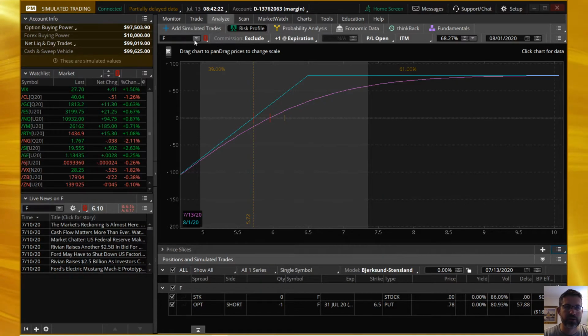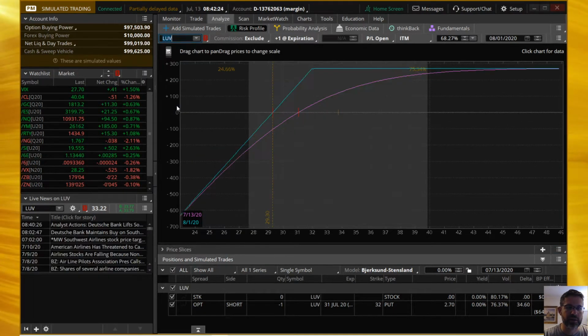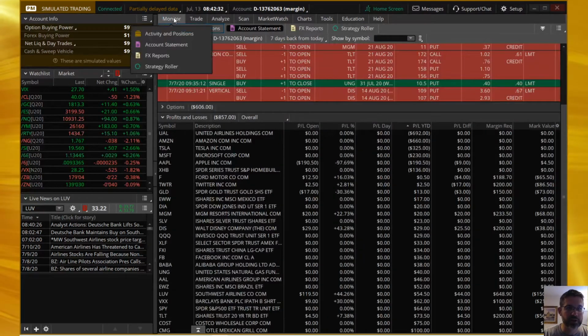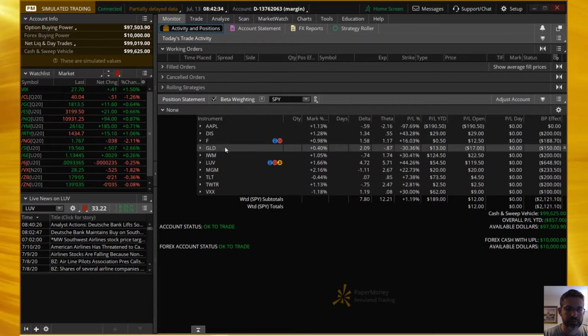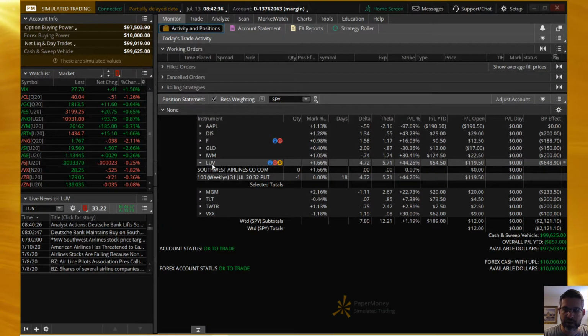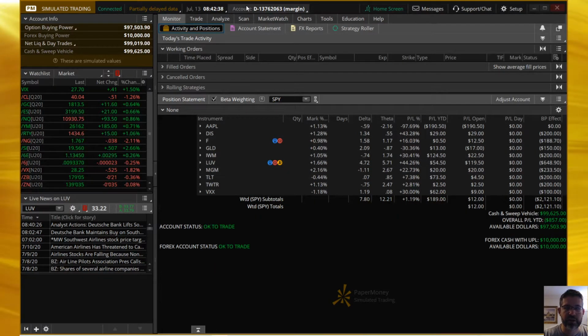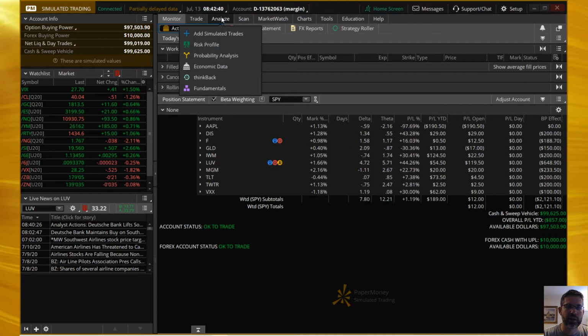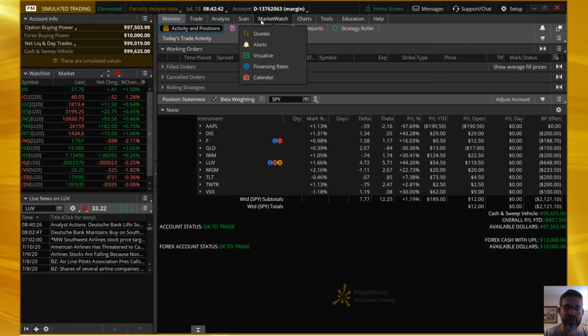Okay. So let's change this over to Southwest Airlines. And we can see here that we're looking at a 75% probability of profit. And how many days left to expiration on this one? We're looking at 18 days to expiration. So this should likely make a nice move for us today.